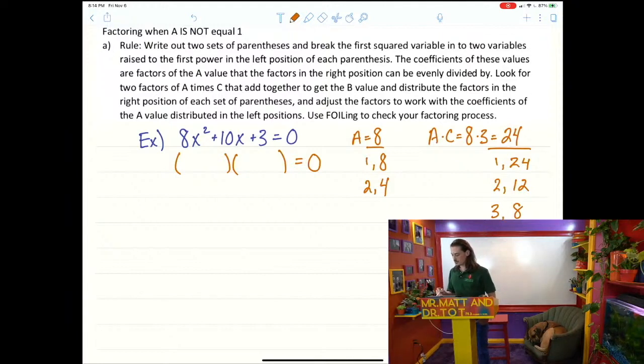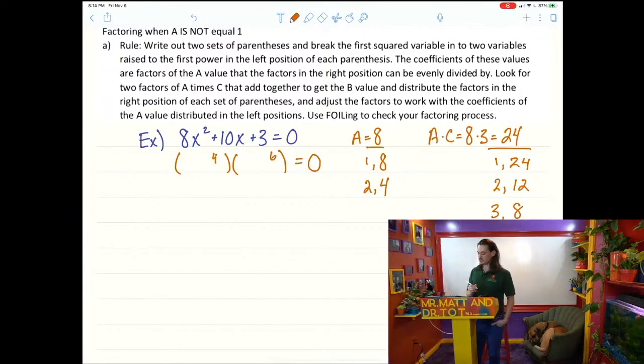This is a really good example because notice that 2 and 12 and 4 and 6 could both possibly work because positive 12 and negative 2 give me a positive 10. Positive 4 and a positive 6 give me a positive 10. However, look at this c value. The c value is positive. That means that both factors have to be positive or both factors have to be negative. So we cannot use 2 and 12. We have to go with 4 and 6 because that's the only way to use two positive values and to get a b value of 10. So I'm going to put 4 and 6 down in the right position.